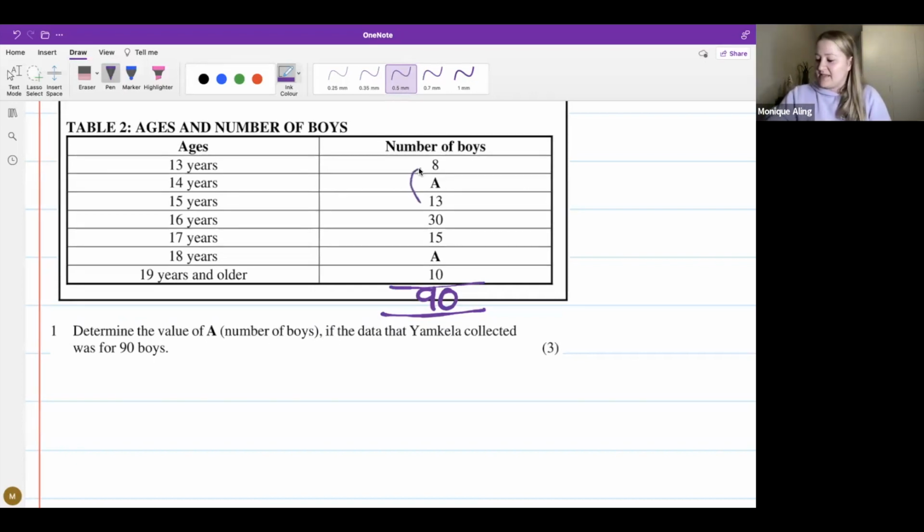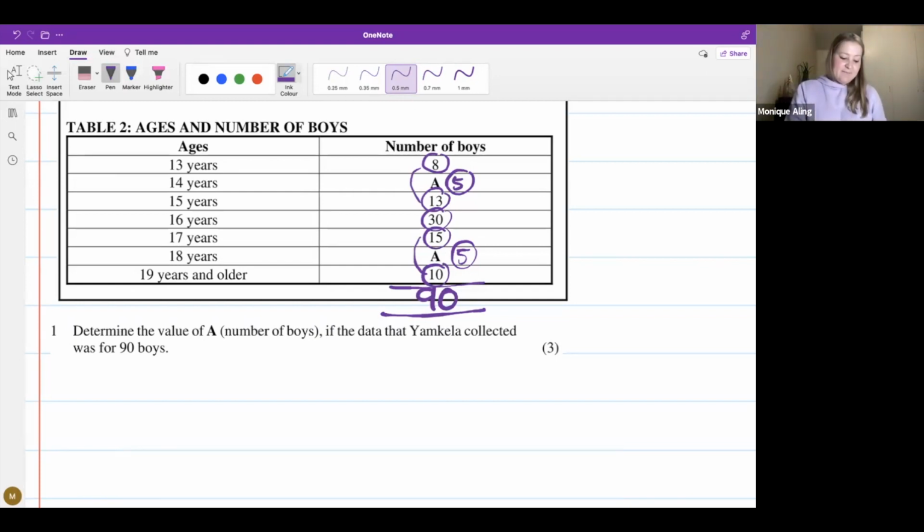So you're saying 13 minus 8, which would be 5, right? Yes. And 10 minus 15 is also 5. Now, if you add up all these numbers, 8 plus 5 plus 13 plus 30 plus 15 plus 10, will you get 90? No, you wouldn't get 90. Okay, so then what do you do after that? The amount that you get, you minus from 90.